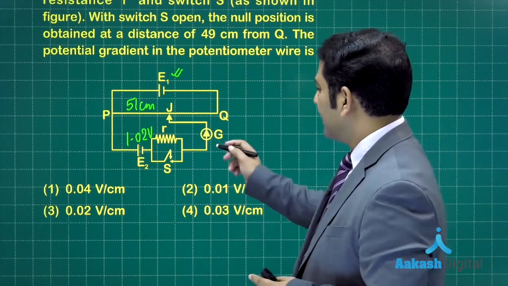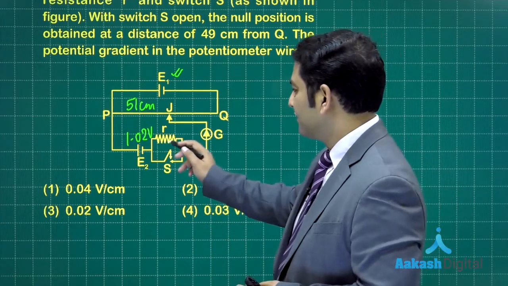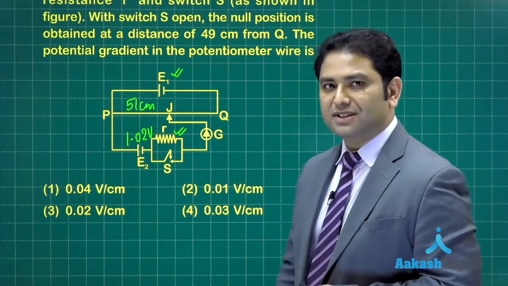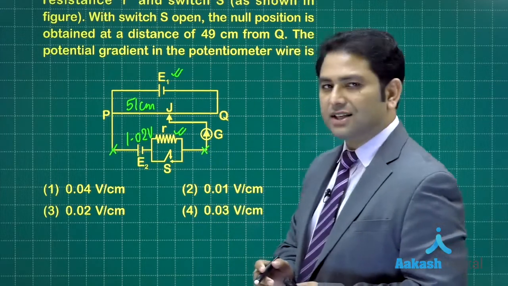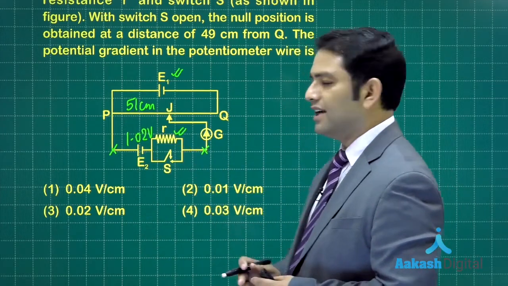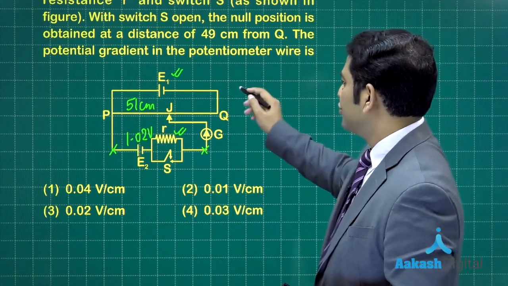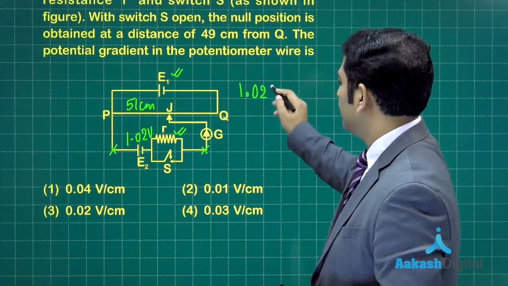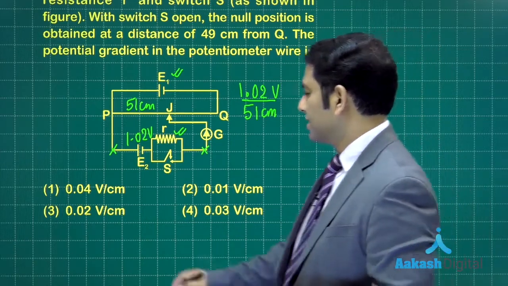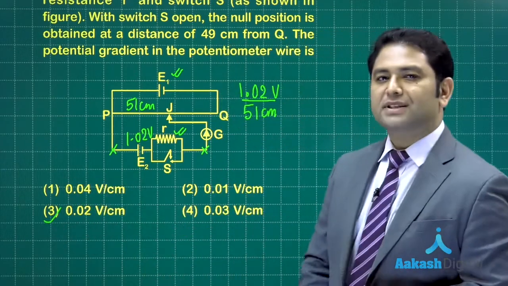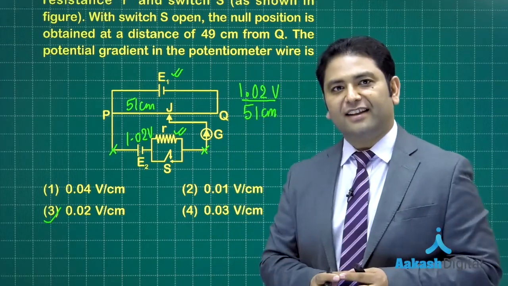Now say, at the null point, current through galvanometer would be 0. So therefore, potential difference through this resistor would also be 0. So it means the entire potential difference will be 1.02 and even 1.02 here. So rest is quite a simple thing. The potential difference between PJ is 1.02 volt and downstairs is 51 centimeter. So option number 3, 0.02 volt per centimeter is the potential gradient, potential per unit length.